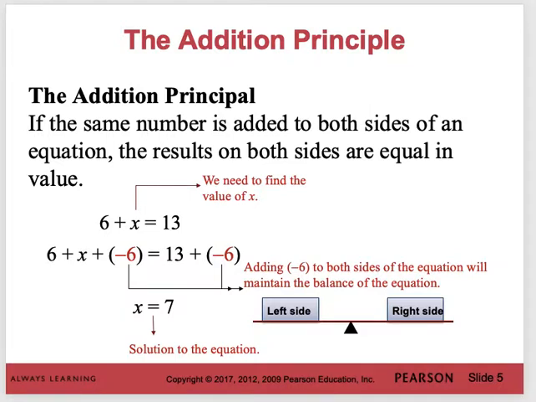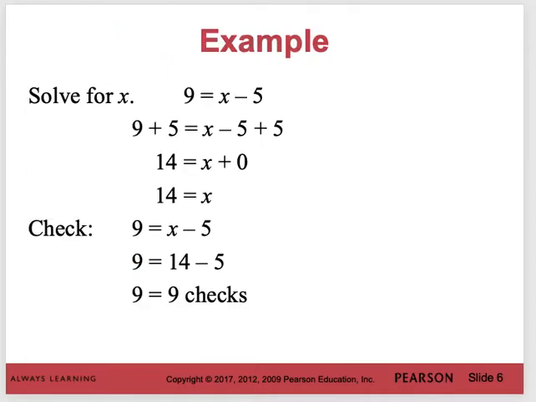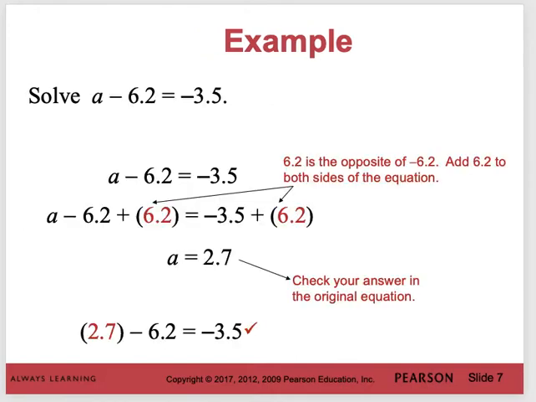The addition principle states that if the same number is added to both sides, you're going to have an equivalent value. It's like balancing the equation. For example, if we were to add 5 to both the left and the right side to solve for x, we are balancing out that equation, and x then equals 14. You can check your solution by replacing x with 14 and proving that the value on the left equals the value on the right, or 9 is equal to 9 in this case.